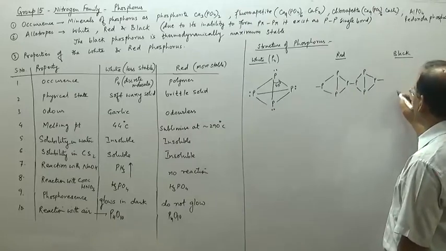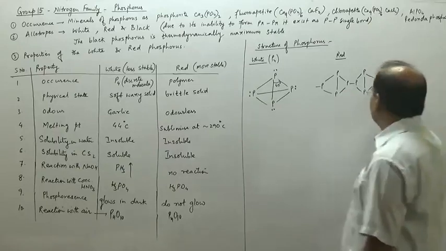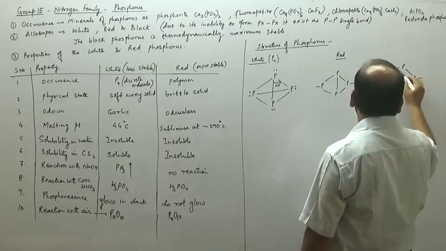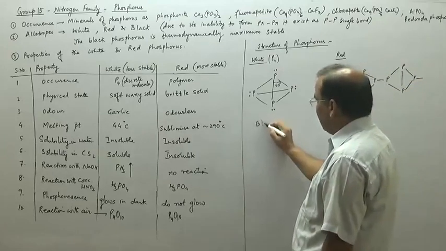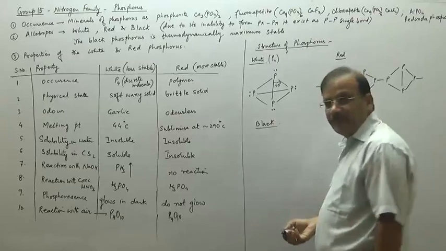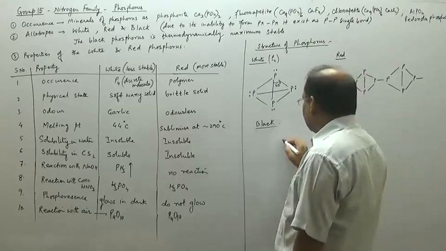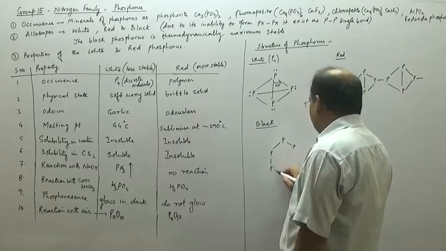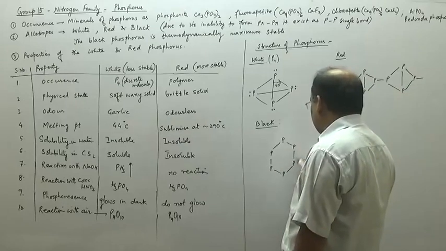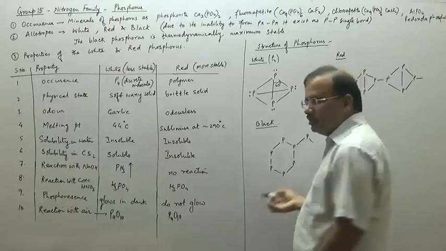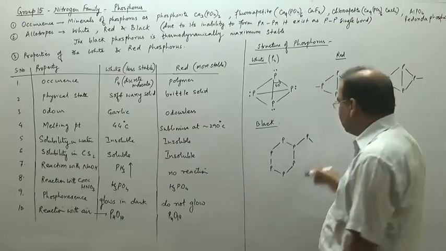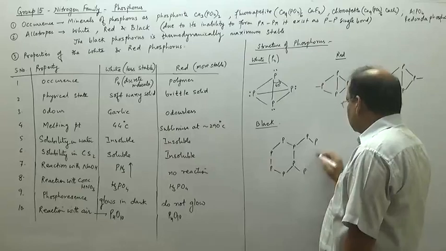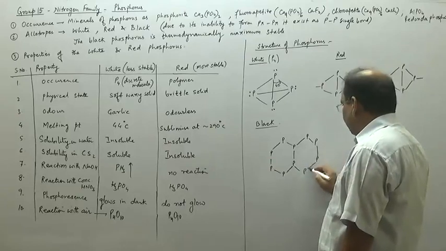Now I'll write the black phosphorus like this. We know that the polymeric phosphorus we used to write like this. Now the black phosphorus, we used to say, is in hexagonal sheets like graphite. So hexagonal sheets you can write like this. The black phosphorus exists in hexagonal sheets. Like the cyclohexane we used to write, instead of carbon you write just phosphorus. To get the structure of black phosphorus, we'll write like this. So this will be the structure of black phosphorus.